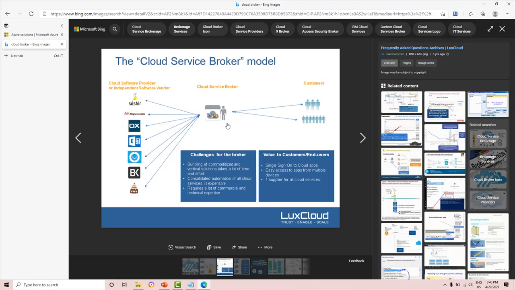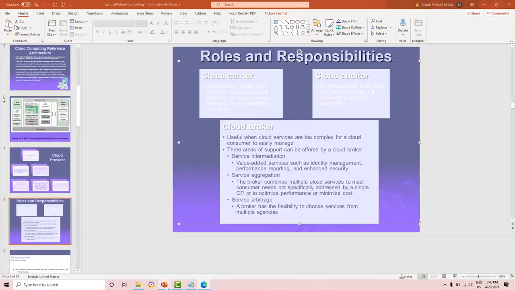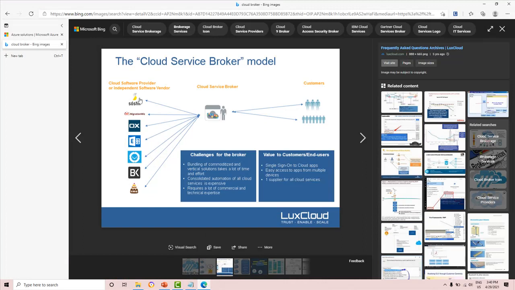Okay, so a user friendly interface through which the services can be consumed. These are called value added services, and this comes under the category of service intermediation. Service aggregation is the next category.